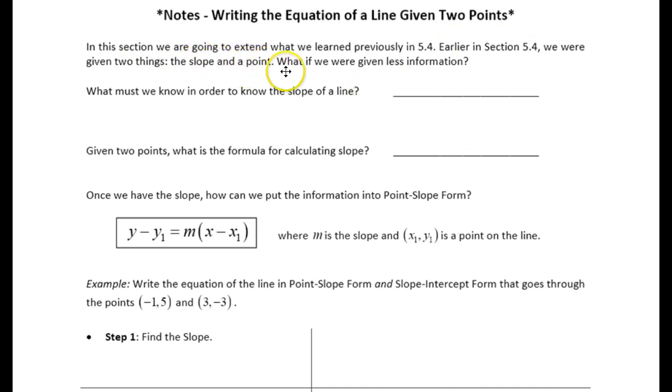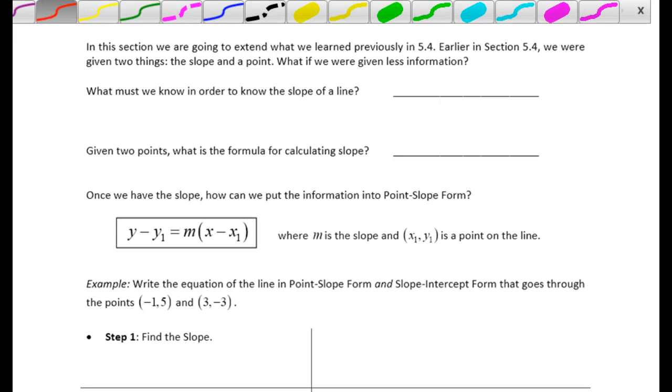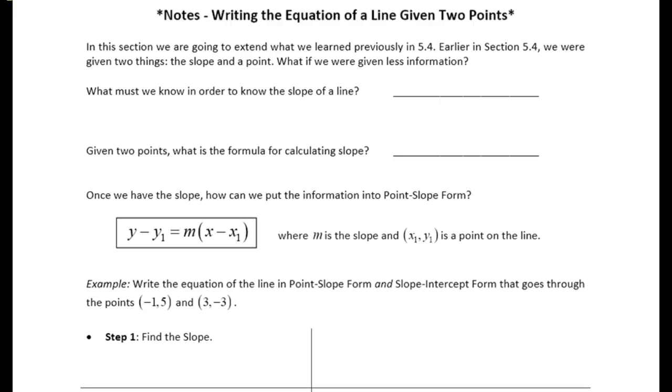So now the question is, what if we were given less information? Meaning, what if we weren't given the slope and a point? Okay? So we're going to kind of have to bring in some old information, okay? So what you've done so far is they've always given you the slope, right? If you do slope intercept, you know the slope. If you do point slope, you know the slope. But what if they don't give you the slope?